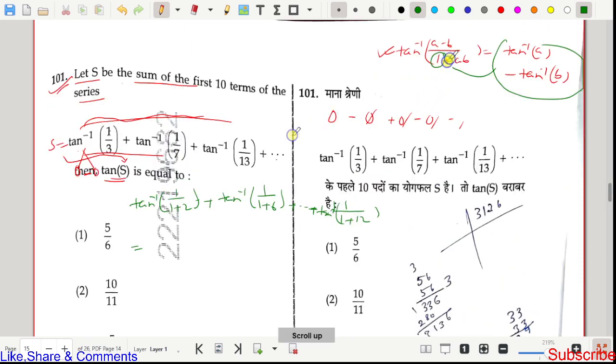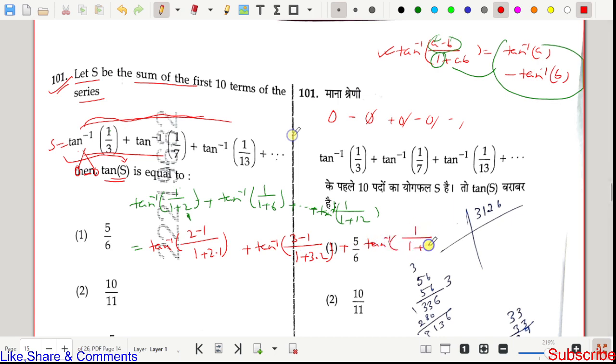Now we have to write this in the form A minus B. We have to find A and B, so that A minus B matches with 1 and their product matches with this number. Now you can easily find it. Check. We can write tan inverse of (2 minus 1) by (1 plus 2 into 1). Check, it's matching. Similarly for the next term, tan inverse of (3 minus 2) divided by (1 plus 3 into 2). Like this it will continue. Next it will be tan inverse of 1 by (1 plus 4 into 3), with 4 minus 3 in the numerator.